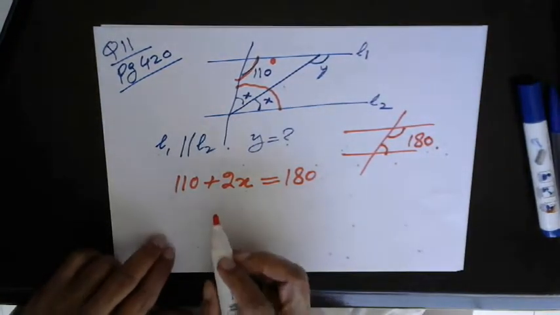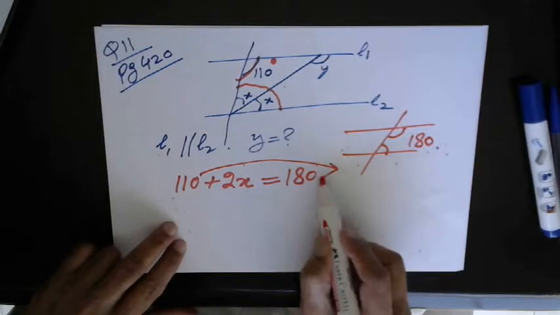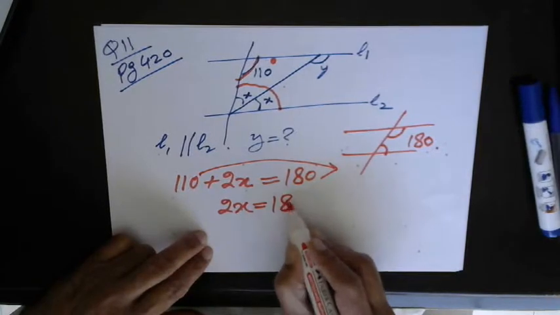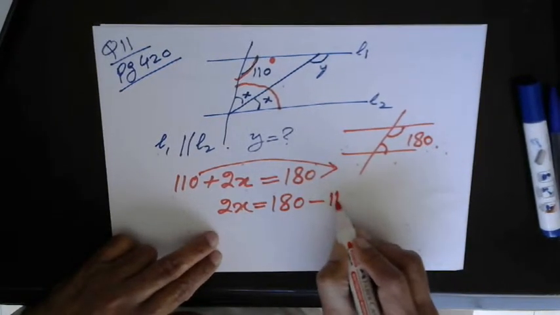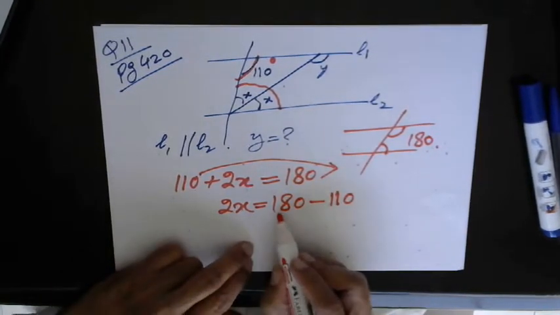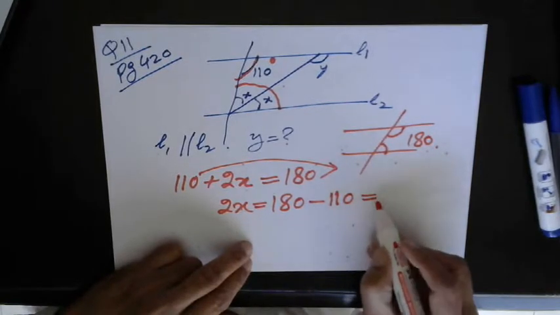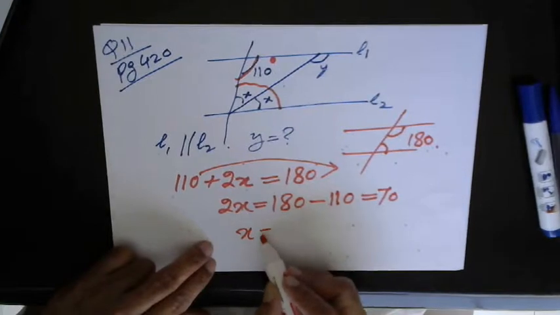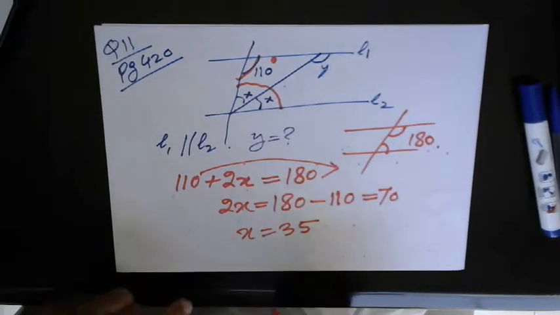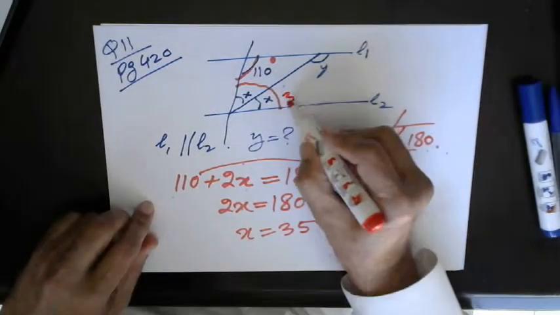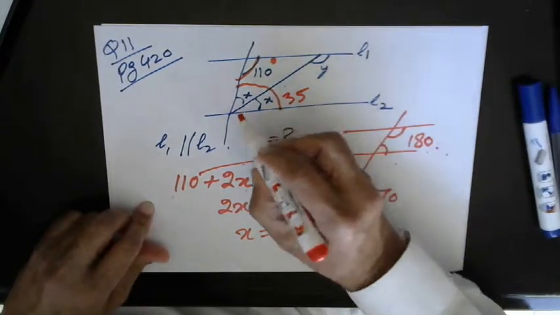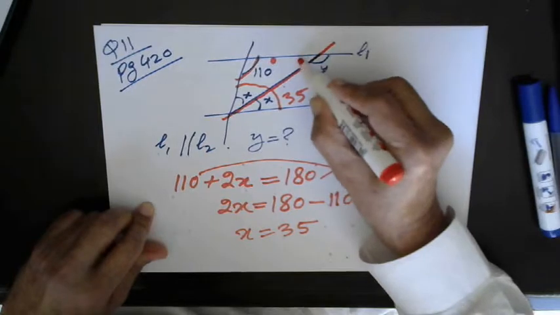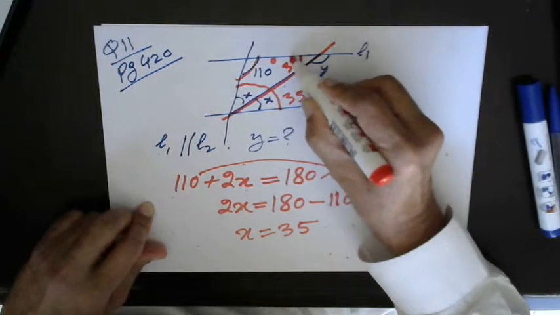Now, I transfer this to the other side and I will get 2x is equal to 180 minus 110. 180 minus 110 is equal to 70. So if 2x is equal to 70, x is equal to 35. So this angle is 35. And again, because these two lines are parallel and this is the transversal, this angle is also 35.